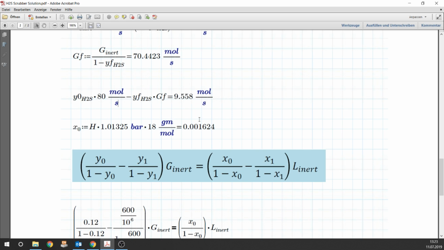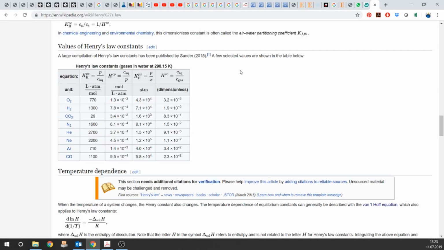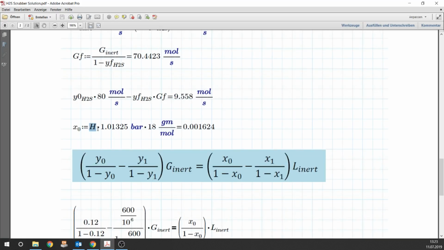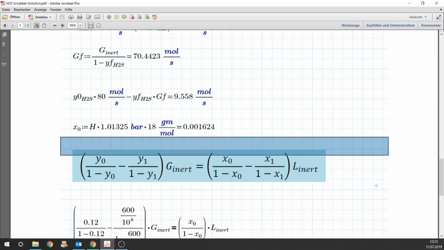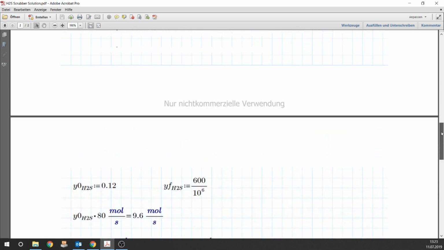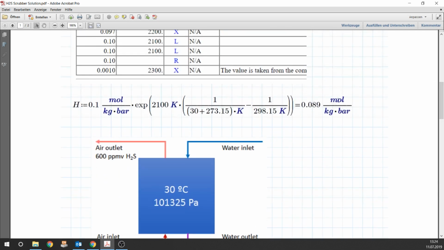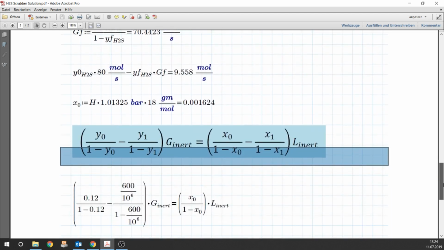And here, this is according to the Henry constant. On Wikipedia, for instance, there are different values of the Henry constant. In the Henry law, you have to be a little bit flexible and look exactly what units your coefficient is using. In our case, the Henry constant was given as moles per, if we go back up, moles of H2S per kilogram of water and the pressure term.